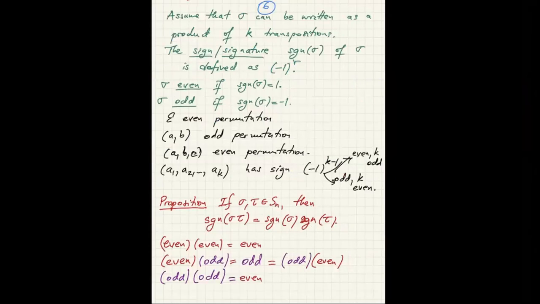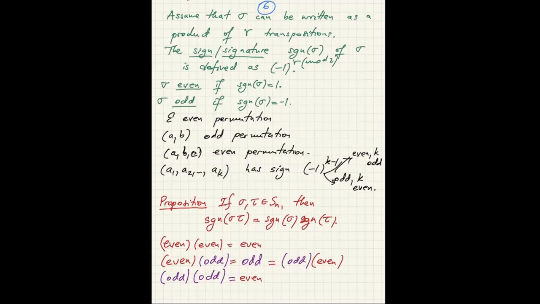So now, with this thing in mind, we can define the sign or signature of a permutation. And this is as follows. Let's assume, I have a small typo here, that our permutation sigma can be written as a product of R transpositions. Then the sign or signature, which will be denoted by SGN of sigma, is defined as -1 to the R, let's say mod 2, to 0 if R is even, and to 1 if R is odd.